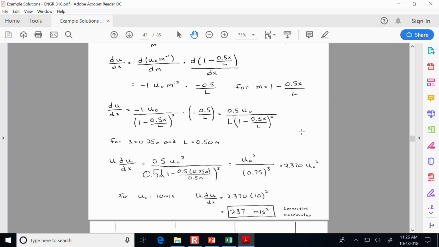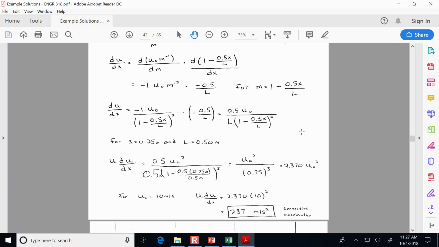So if we want to know the convective acceleration, u du dx, then we have 0.5 u naught squared divided by 0.5, because now I'm substituting in the actual numerical value for L, so it's 0.5 meters. And so inside the parentheses there, 0.5 times 0.25 meters, because that's the value for x, divided by L, which is 0.5 meters. And then I need to remember to square everything that's inside the parentheses there. Oh wait, did I miss something? Yeah, I needed to write the 1. Okay, 1 minus all of that.